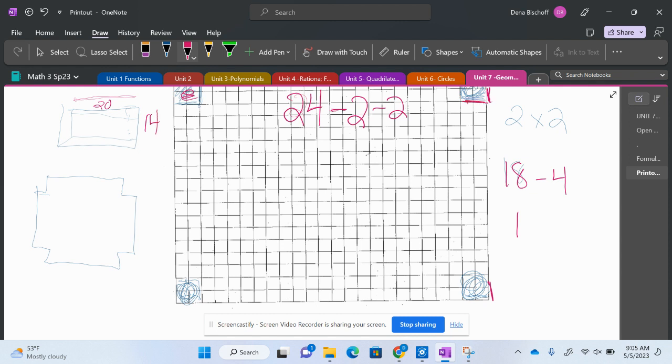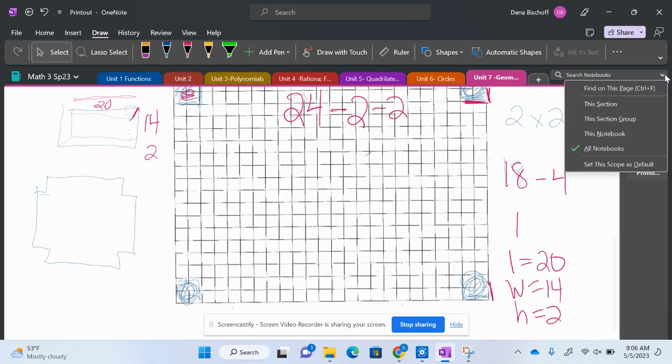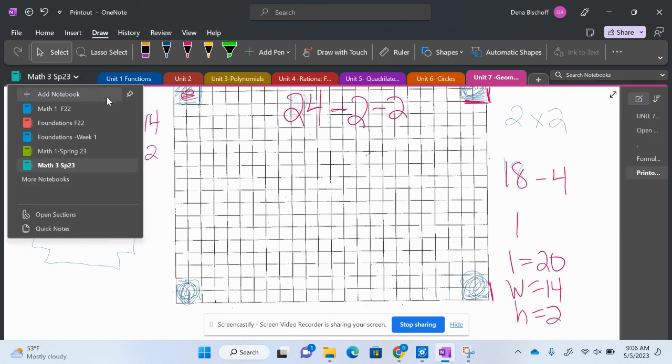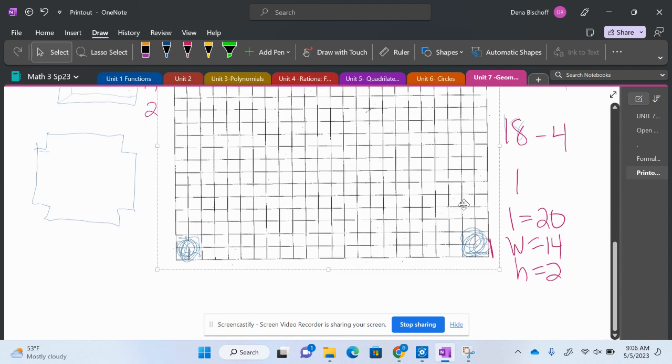And when I fold up the sides, how tall is it? What is the height of my box? Well, it's 2 because I cut off a 2 by 2. So my length is 20, my width is 14, and my height is 2. So that was what it asked for: tell me the dimensions of your box and then multiply those together to get the volume. Length times width times height is your volume. Then we talked about what everybody else's shapes were.